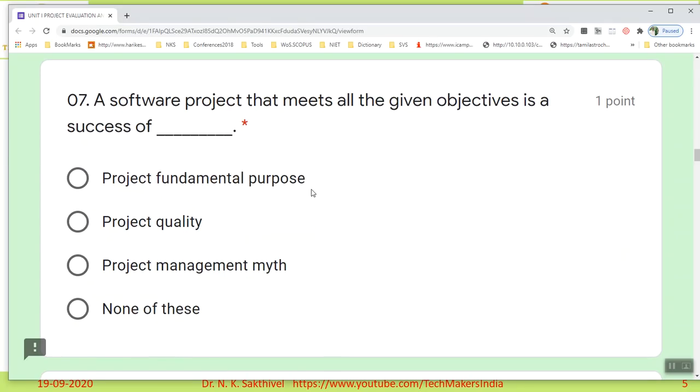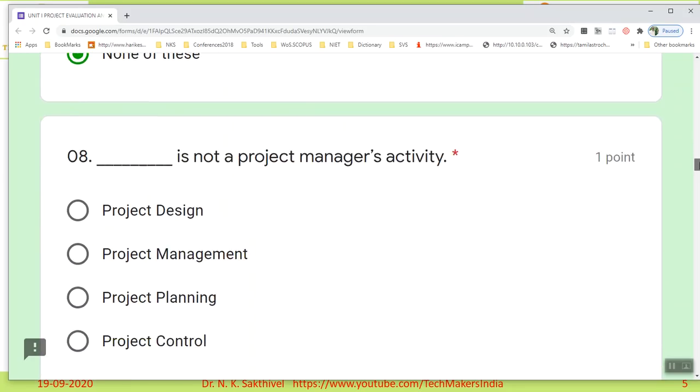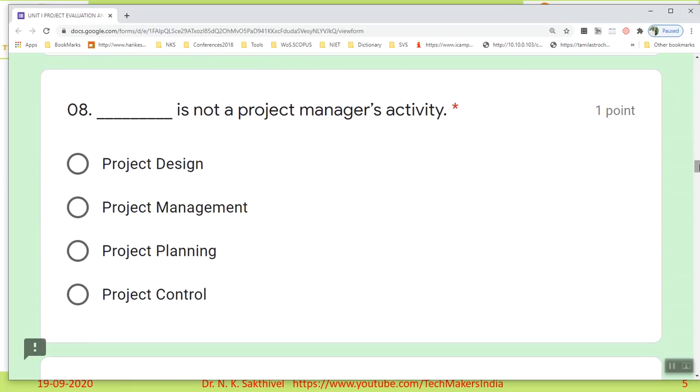Environmental purpose, no. Project quality also no. Project management also no. So none of these. The software project objective is the planning and the customer will give. So the answer is none.